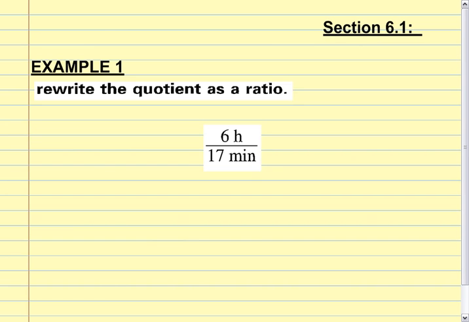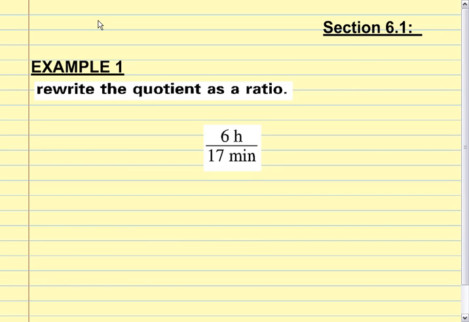Example number 1, or problem number 1. Daniel, it says rewrite the quotient as a ratio. Two things about a ratio. It's a fraction. Is this a fraction? Well, three things. It's reduced. Is this one reduced? I don't know yet. But the main thing about a ratio is what, Daniel? The same, not units, but the same units.